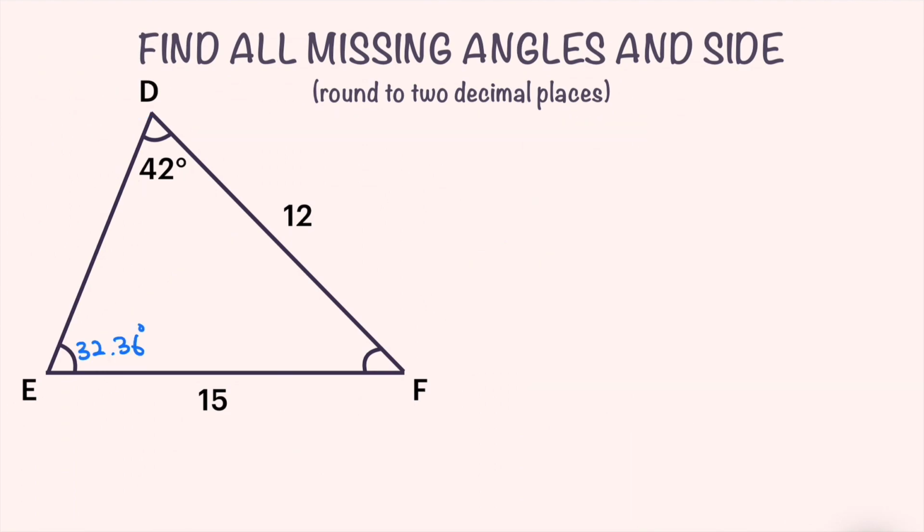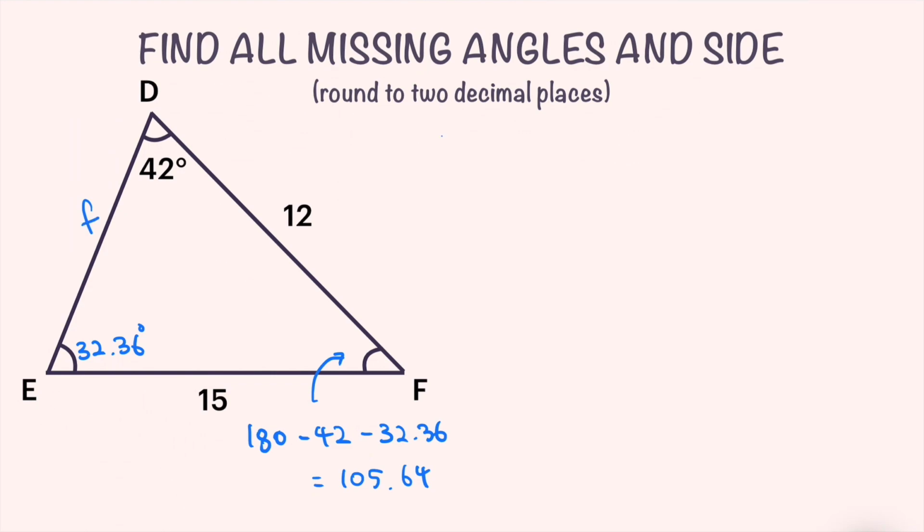Because we know two interior angles of a triangle, we can find the third one, angle F, by subtracting two angles from 180 degrees. So angle F is equal to 180 minus 42 minus 32.36. And that is equal to 105.64.